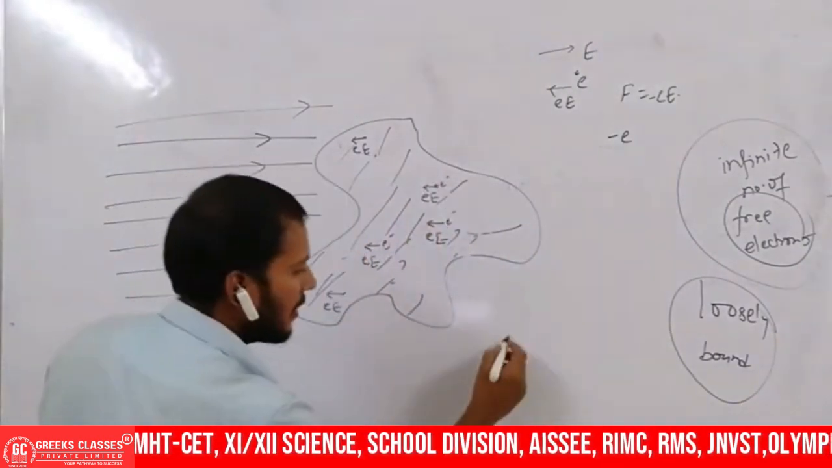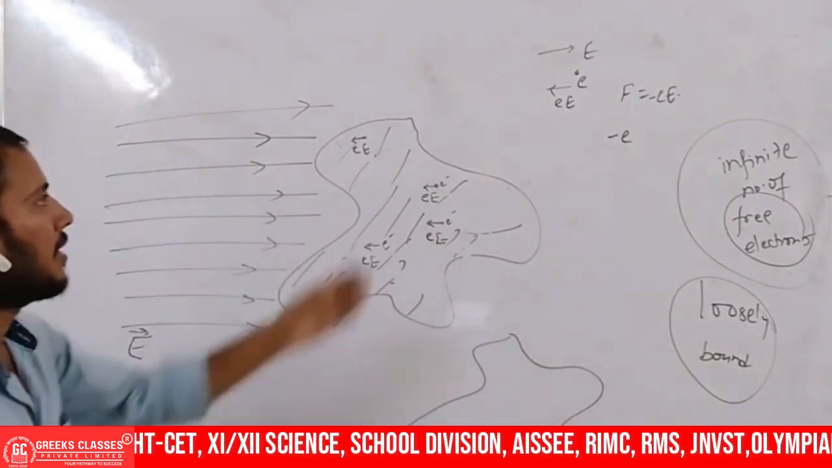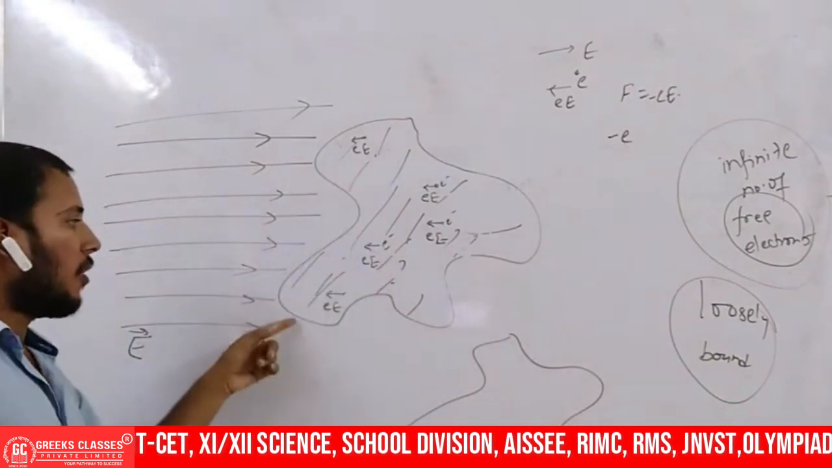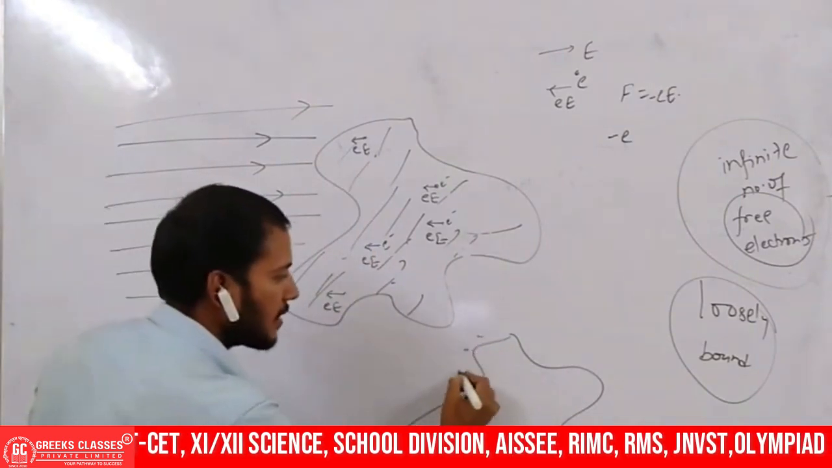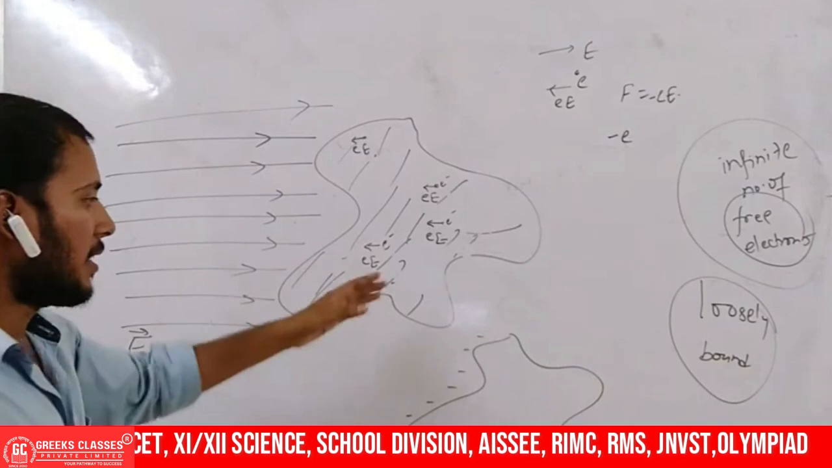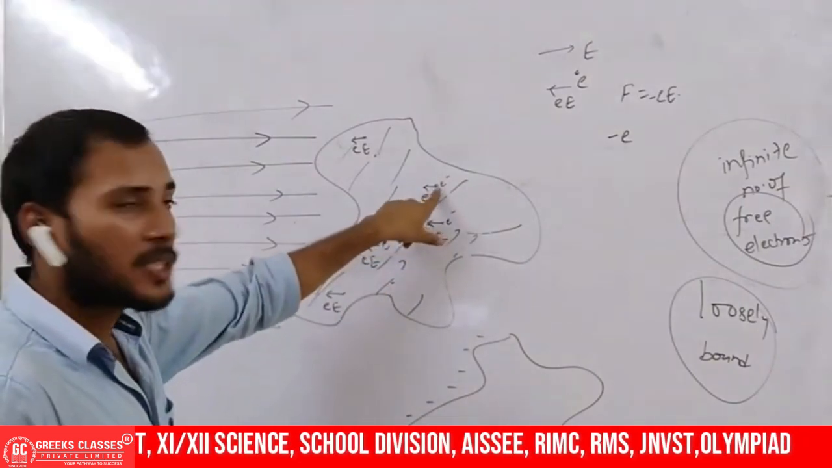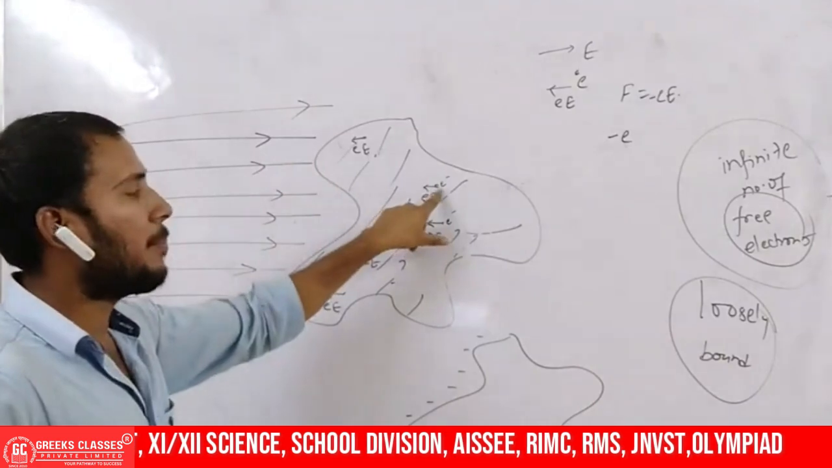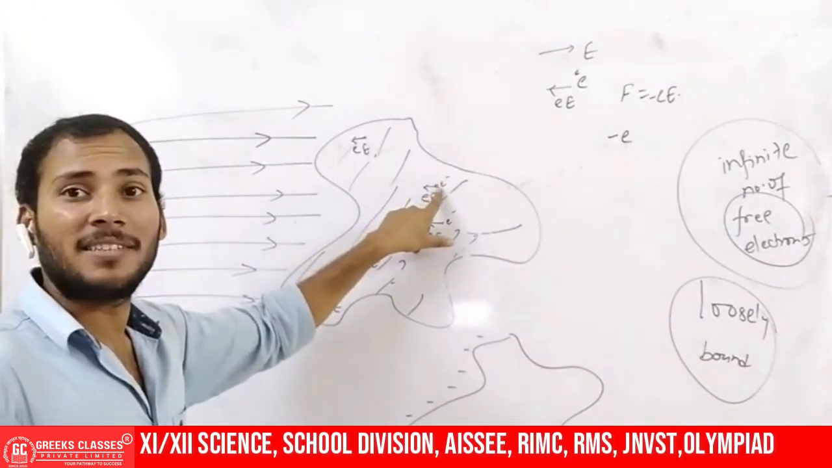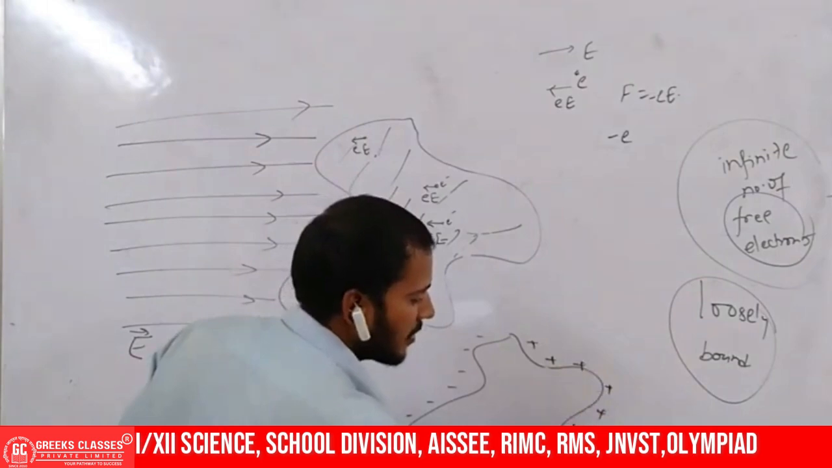Now see the same situation of the same conductor. What will happen? These electrons will come on this side: minus, minus, minus, all the minus. And if the electron has traveled away from a place, a plus charge is created there. So the plus charge will reside on the other side.